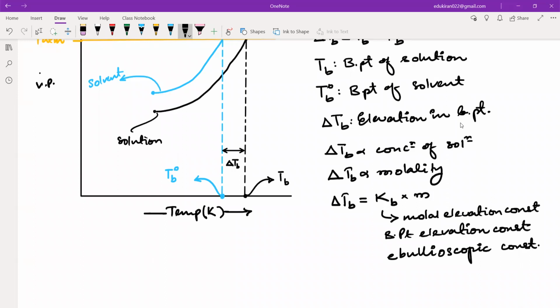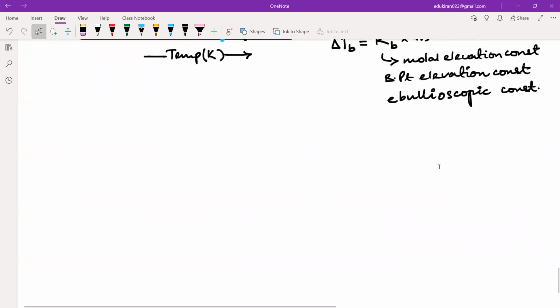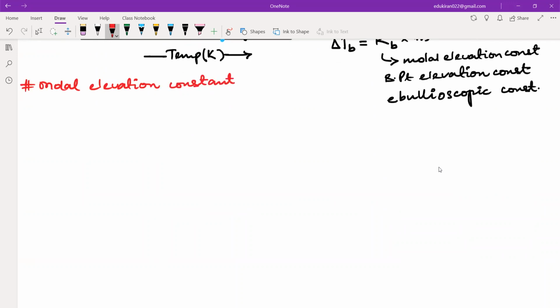Done, guys? Yes or no? Please tell me. Yes, sir. Okay. Now write the topic. Molar elevation constant, that is Kb. Okay.